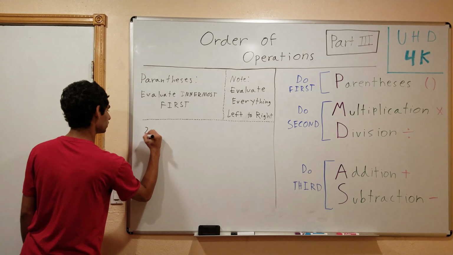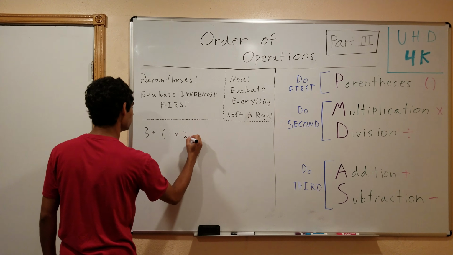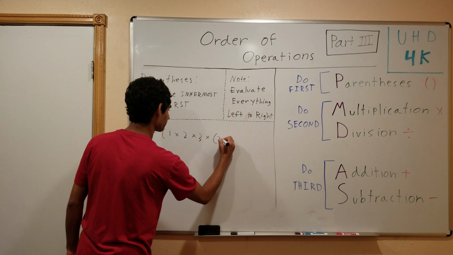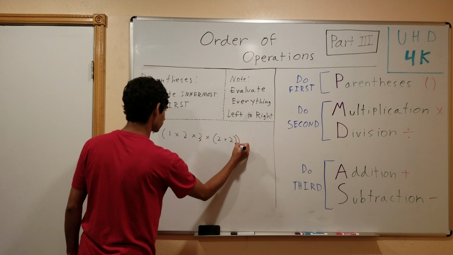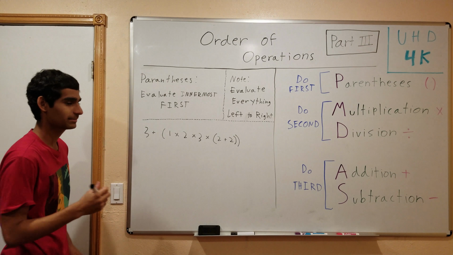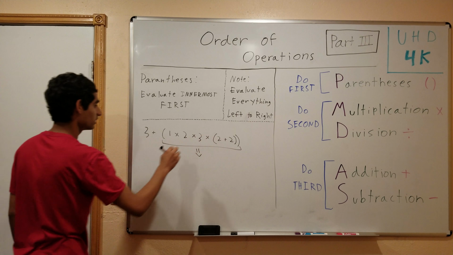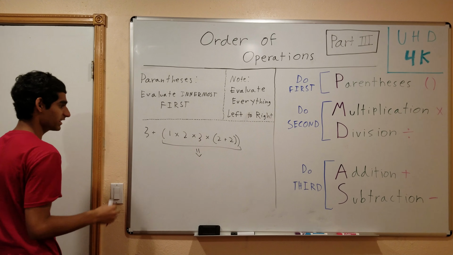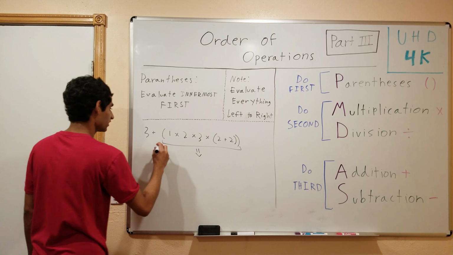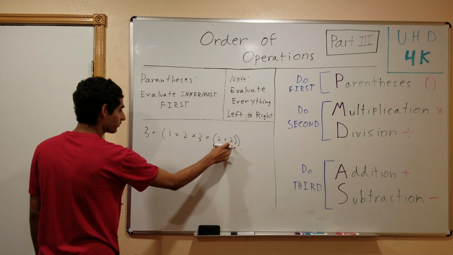If I have 3 plus in parentheses 1 times 2 times 3 times... So first I scan left to right. Are there any statements with parentheses? Yes, it's this one over here. So now I have to evaluate. So now I know that this is the same as the parentheses, so everything inside these parentheses I just evaluate using the rules on the right. So by doing that, I have to do this statement first.